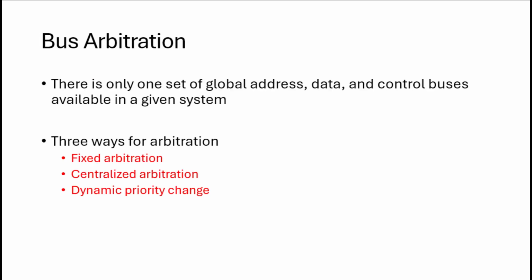For bus arbitration, there is only one set of global address, data, and control bus available in a given system. And there are three ways for the arbitration. The first one is fixed arbitration, which we also call daisy chain. The second is centralized arbitration. The third one is dynamic priority change.